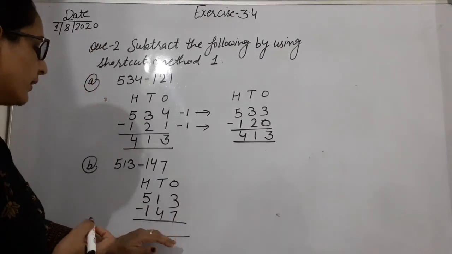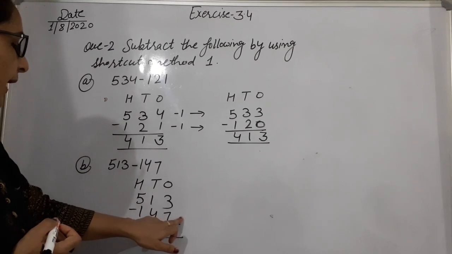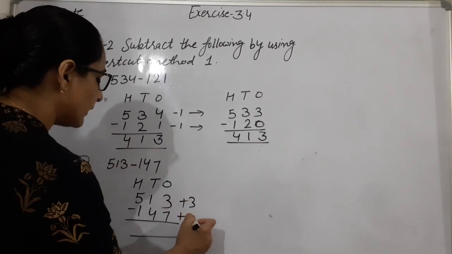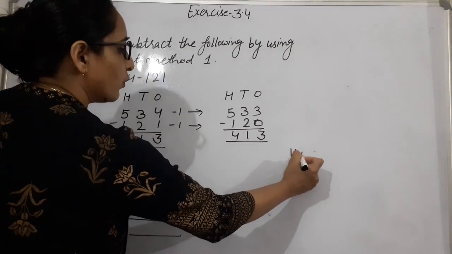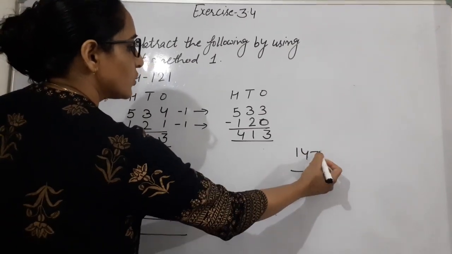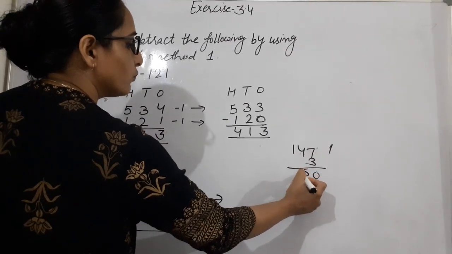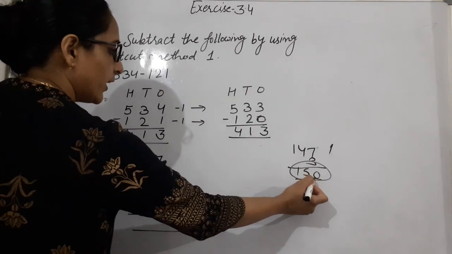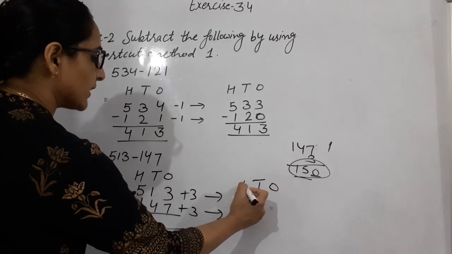So what do we do here? Otherwise we subtract 7 or add 3. So we add 3 here. Clear? We are adding 3. 147 plus 3: 7 plus 3 equal to 10. 1 carry, 4 plus 1 equal to 5 and 1. It's 150. We get 0 here now. Clear? So add. Write the places: ones, tens and hundreds.